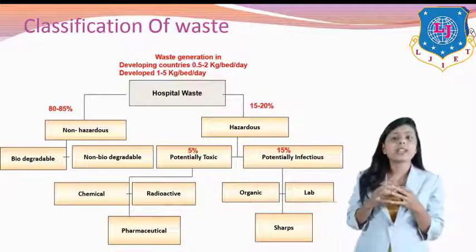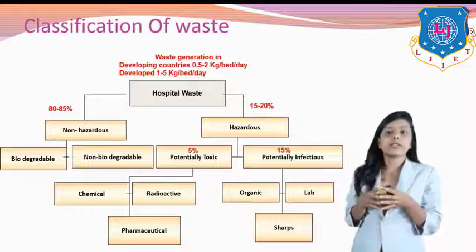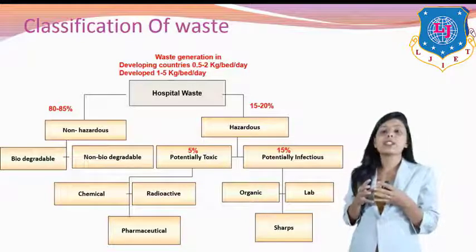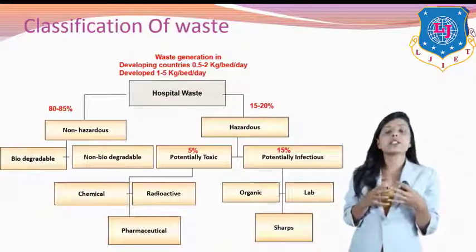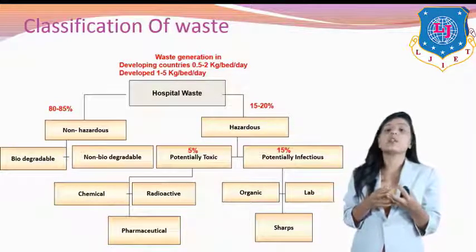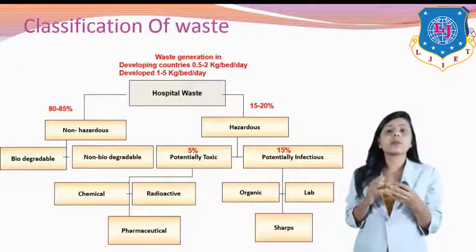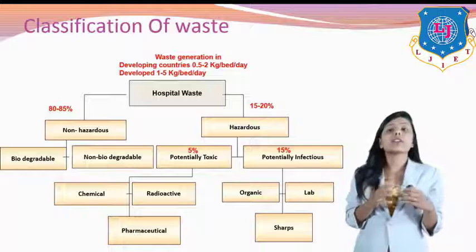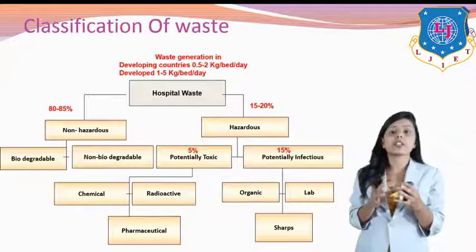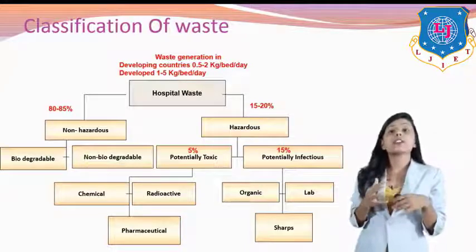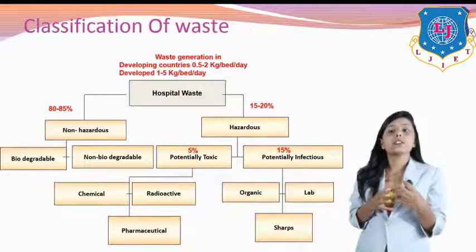Hazardous waste has two types: potentially toxic and potentially infectious. So what do you mean by potentially toxic waste? Potentially toxic waste is the waste which is very poisonous and dangerous in the environment. And what is potentially infectious? The waste which can cause infection to other human beings or animals is known as potentially infectious waste.